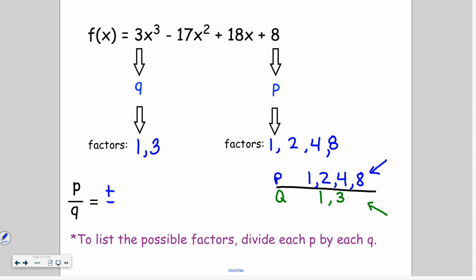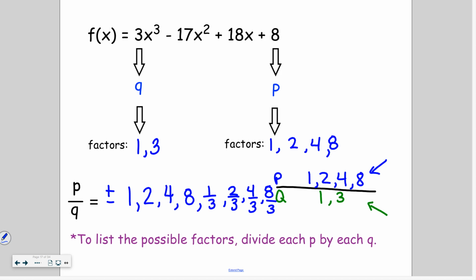Then I'm going to take all of the P's and put them over 1. So 1 over 1 is 1. 2 over 1 is 2. 4 over 1 is 4. 8 over 1 is 8. Now I'm going to go back and do the same thing again, but I'm going to put them over 3. So 1 over 3 is 1/3. 2 over 3 is 2/3. And we have 4/3 and 8/3. And that's how you do the P over Q.